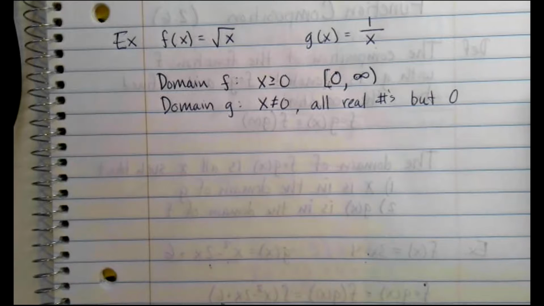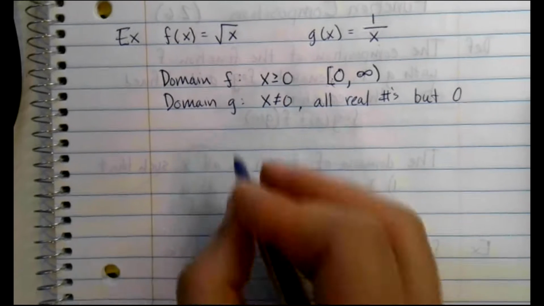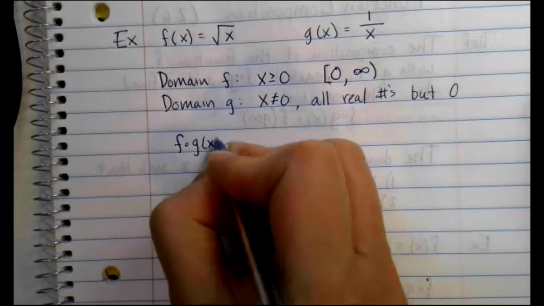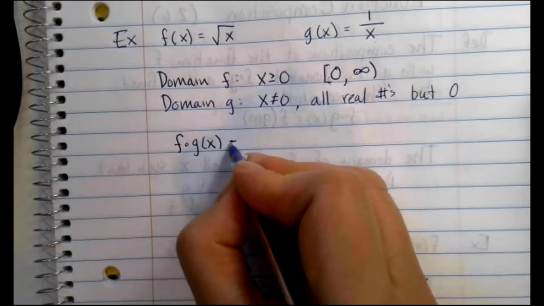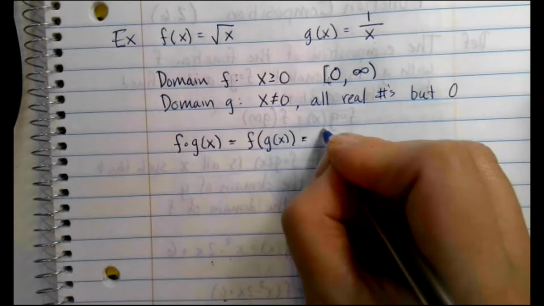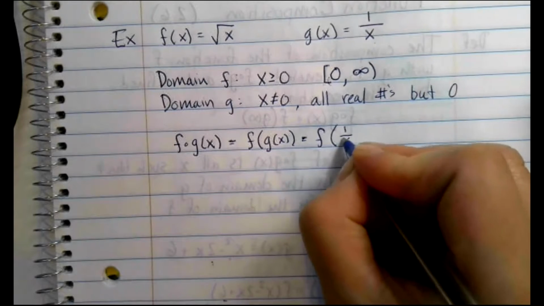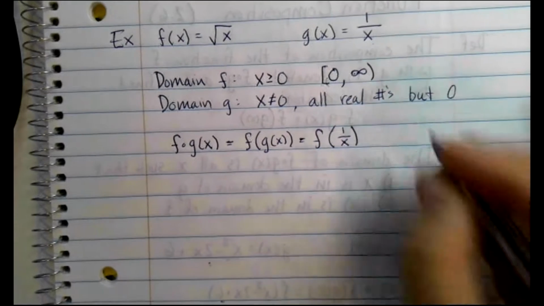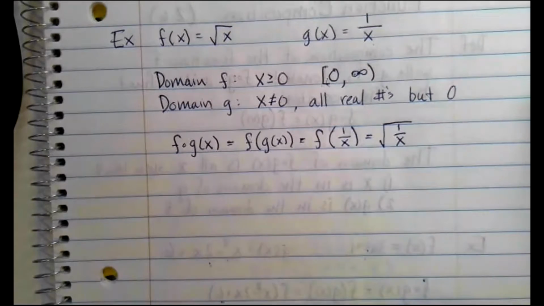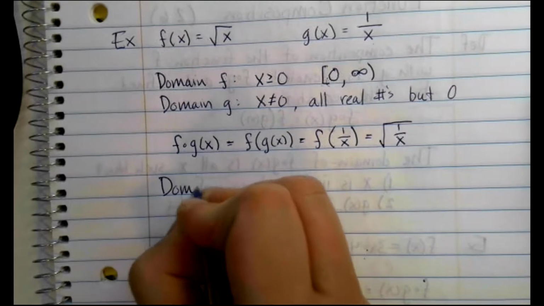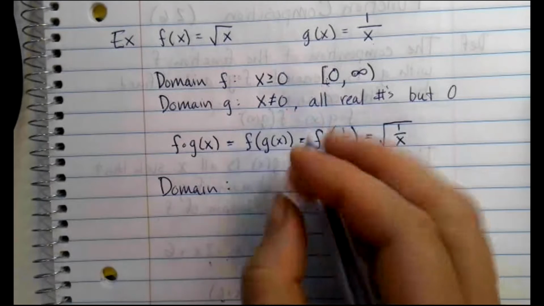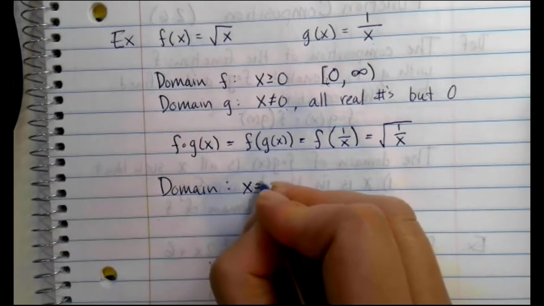So we want to think about if we compose these, if we say f of g of x, then that's going to equal f of 1 over x, with g inside. So the domain here is going to be all x that are in the domain of g. So that's everything except 0. Okay, so x can't equal 0.